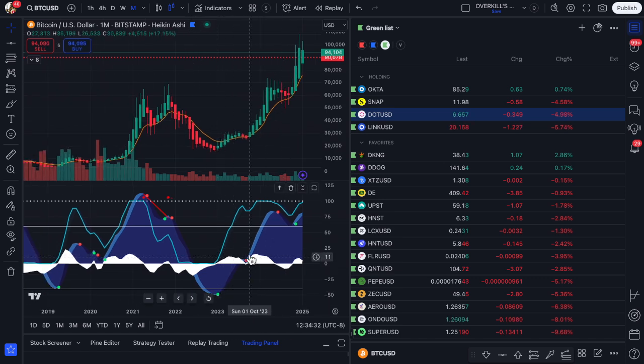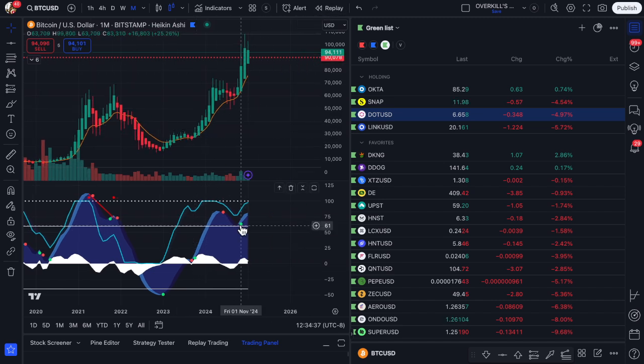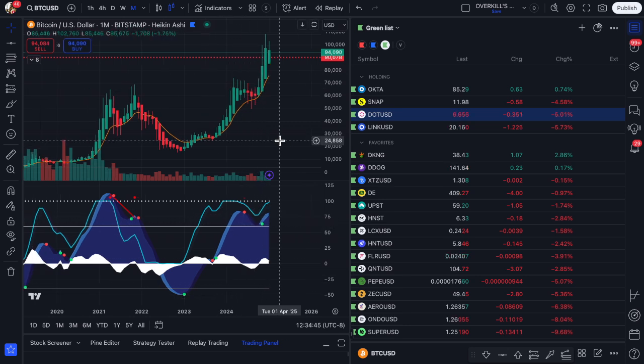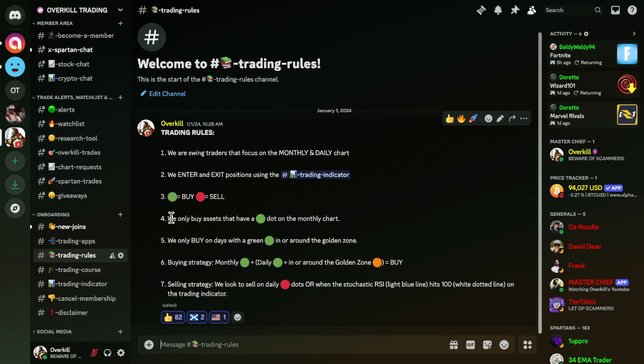Another one came right here in October at around 25,000. It ripped, and the most recent one came right there on November 1st at around 64 to $65,000. That is when the last one came here in November. So with that being said, we only buy assets that are green on the monthly chart.